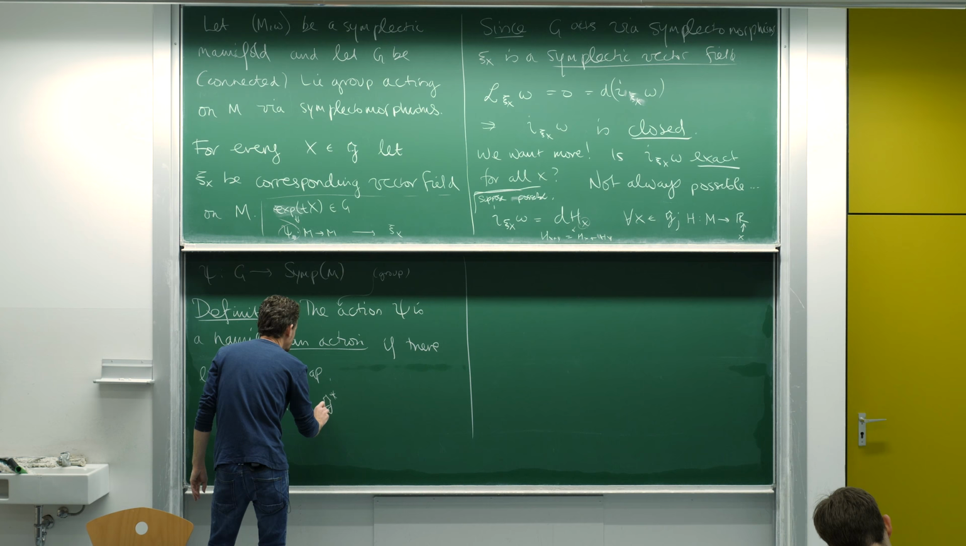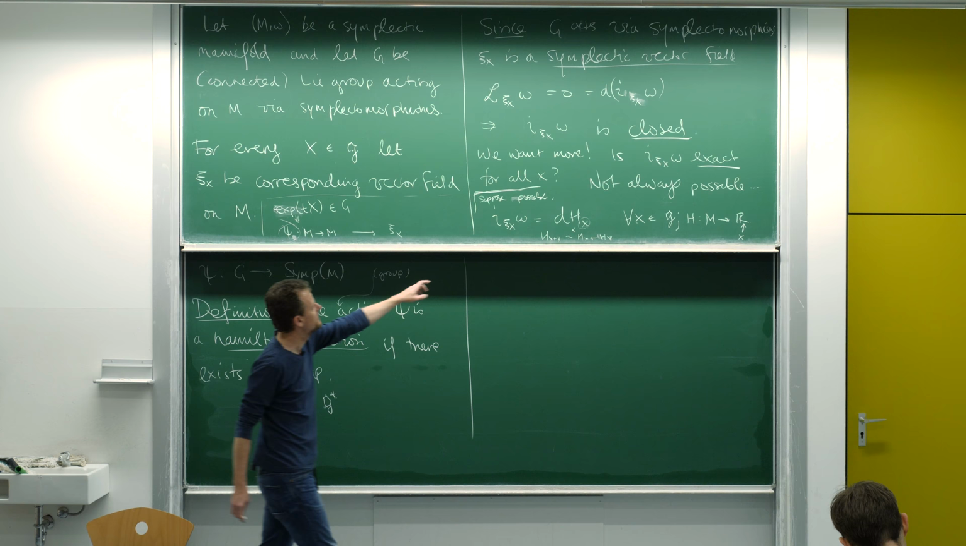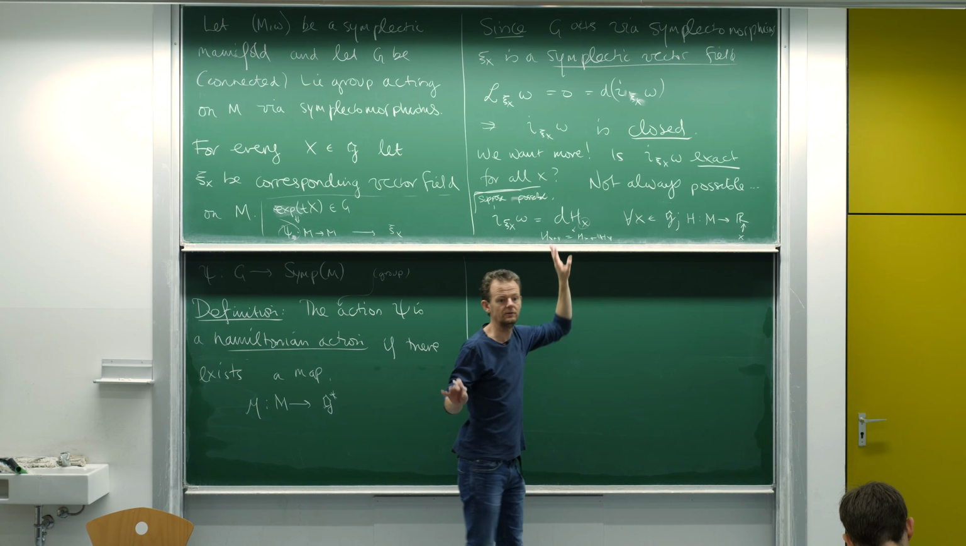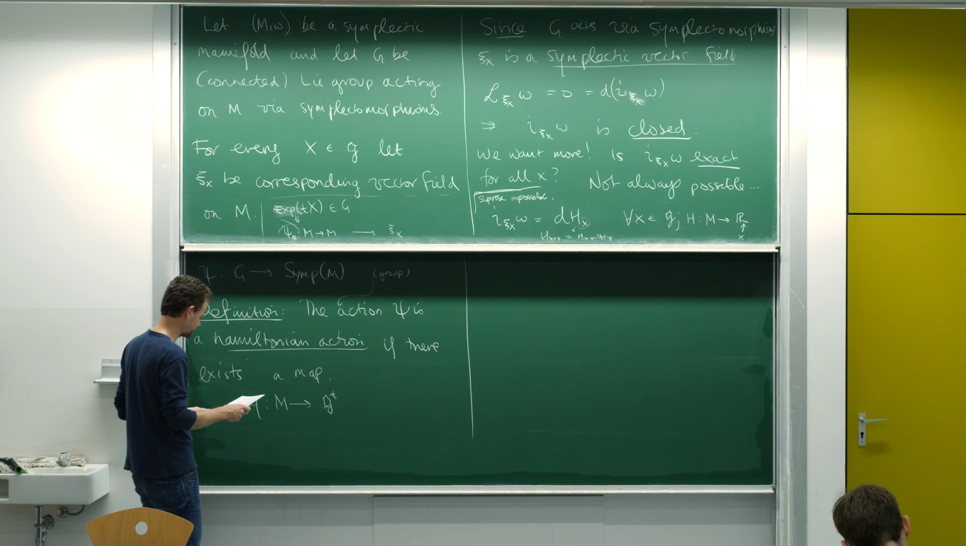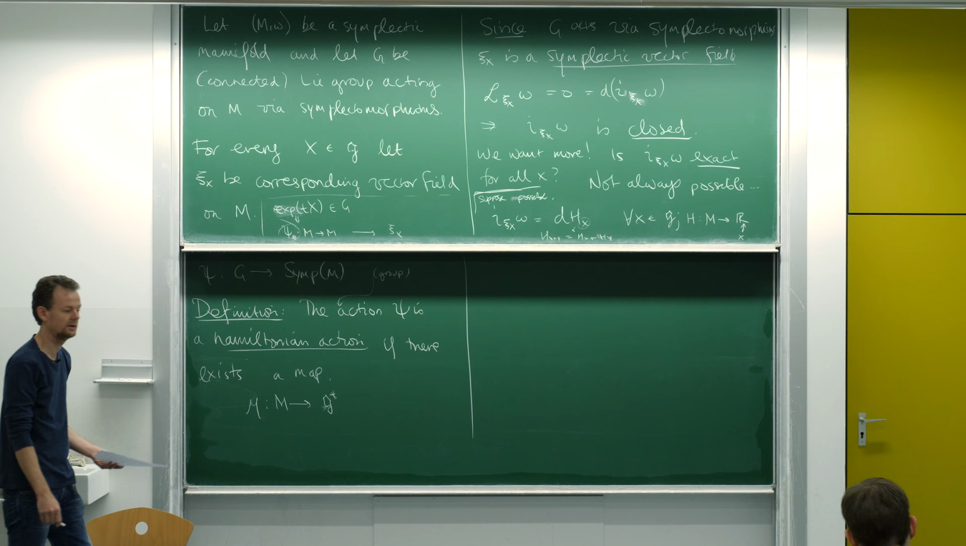by introducing a map mu, which goes from the manifold to the dual Lie algebra at every point in the manifold. And the purpose of this map mu is to mimic this expected behavior of this Hamiltonian that depends on the vector field x. So this action is a Hamiltonian action if there exists a nice map that goes from the manifold to the dual of the Lie algebra. But not just any old map will do.